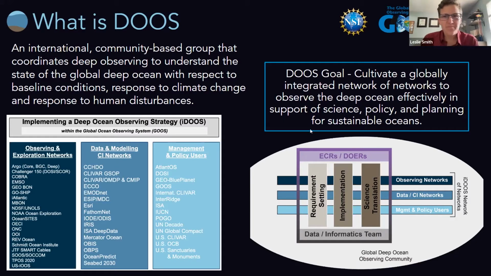Hi, everyone. So we figured we'd give you a little bit of background about DEUCE and why we're interested in picking your brains for this top 10 list. DEUCE, the Deep Ocean Observing Strategy, is an international community-based group that coordinates deep ocean observing to understand the state of the global deep ocean with respect to baseline conditions, response to climate change, and response to human disturbance. We were formed as a global ocean observing system project in 2014.